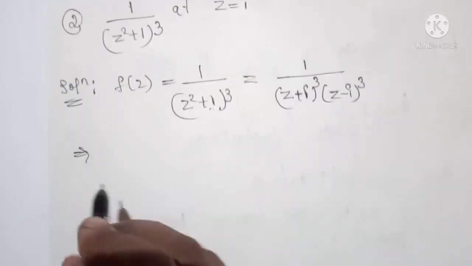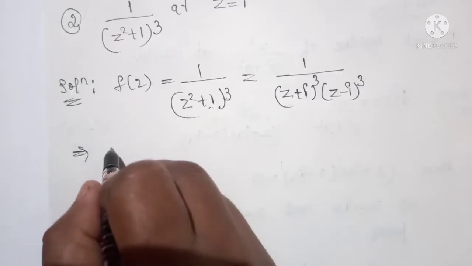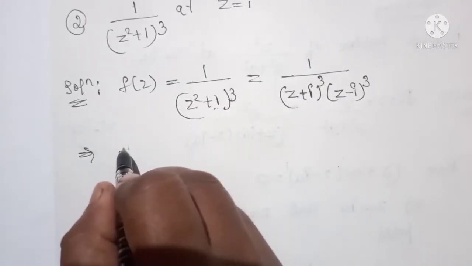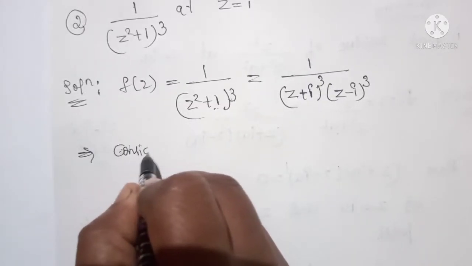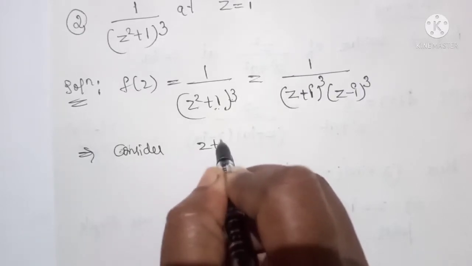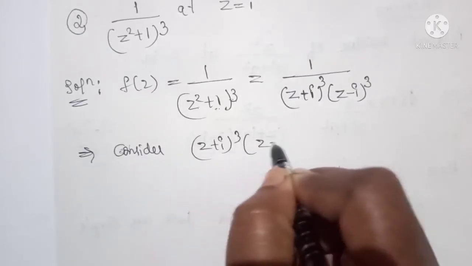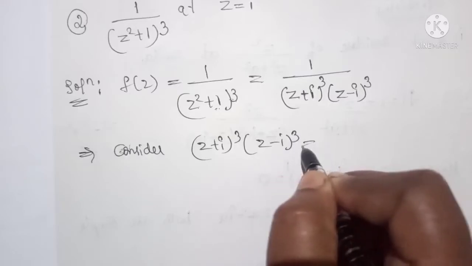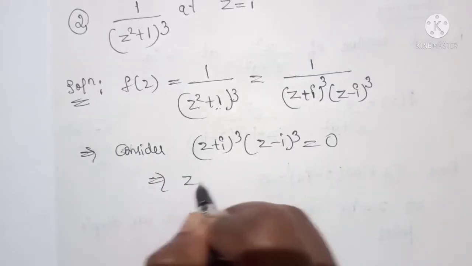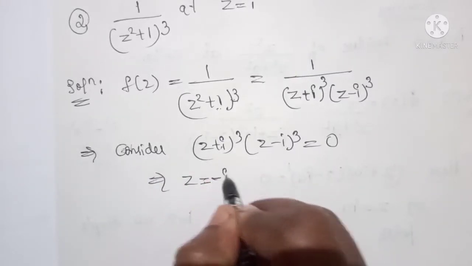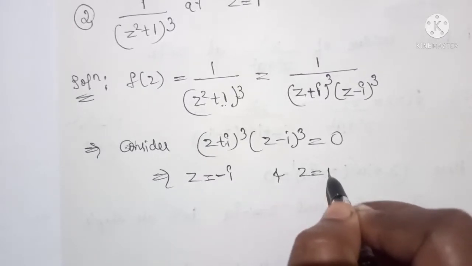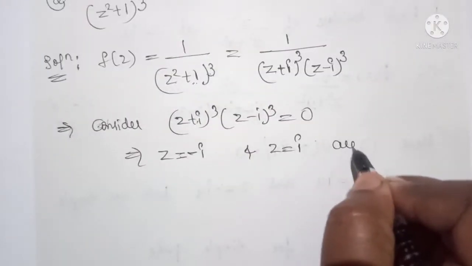Now equating the denominator, that is considering z plus i whole cube into z minus i whole cube equals to 0, implies that we get z equals to minus i and z equals to plus i as the two poles.